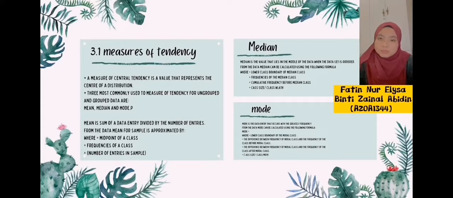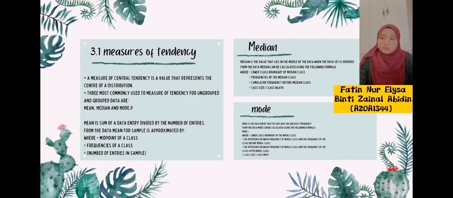Mean is the sum of the data entries divided by the number of entries. From the data, the mean for a sample is approximated by the midpoint of class, frequencies of class, and number of entries in the sample. Next, median. Median is the value that lies in the middle of the data when the data set is ordered. From the data, median can be calculated using the following formula, where: lower class boundary of median class, frequency of the median class, cumulative frequency before median class, and class size or class width.